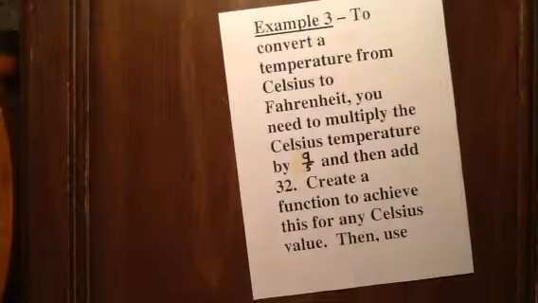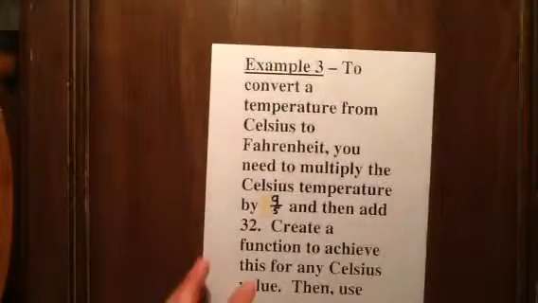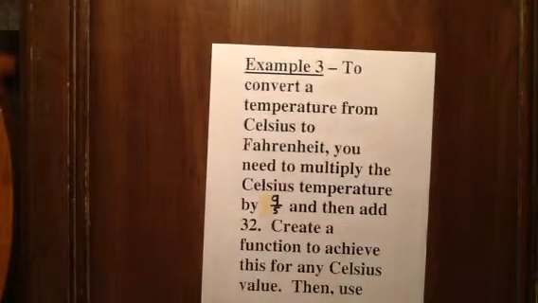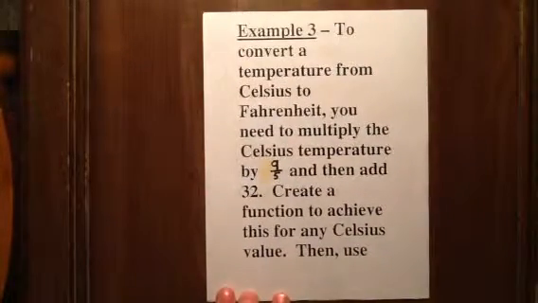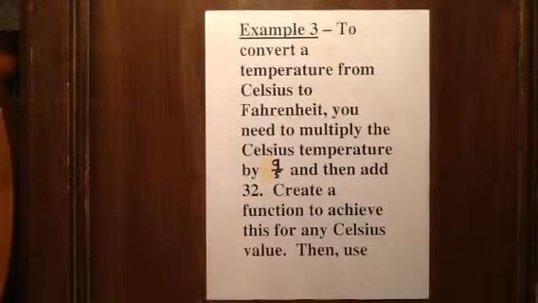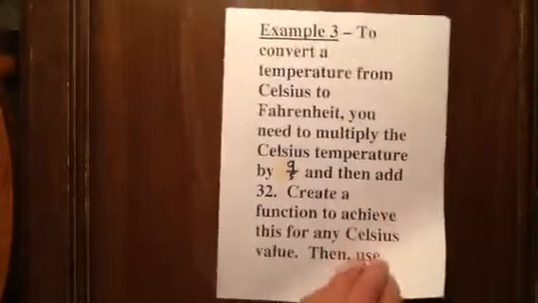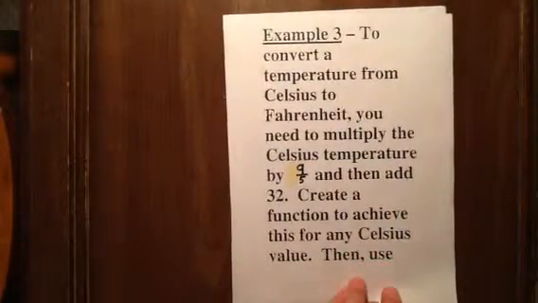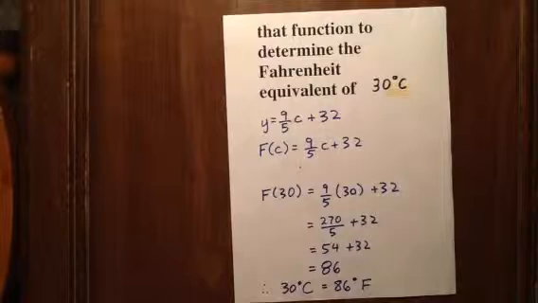And we get to our last example. In our last example, we're given a little piece of scientific information. When you want to convert a temperature from Celsius to Fahrenheit, what you do is you multiply the Celsius temperature by 9 over 5, and then you add 32. Well, we want to create a function to achieve that for any Celsius value. In other words, come up with an equation and put it in function notation form. Then, we want to use that function to determine the Fahrenheit equivalent of 30 degrees Celsius.